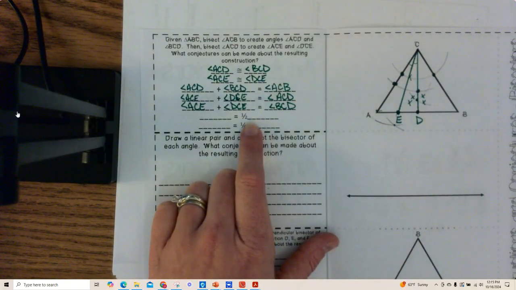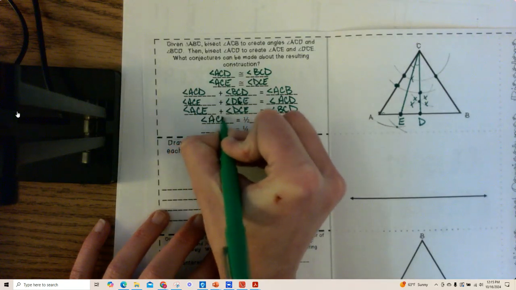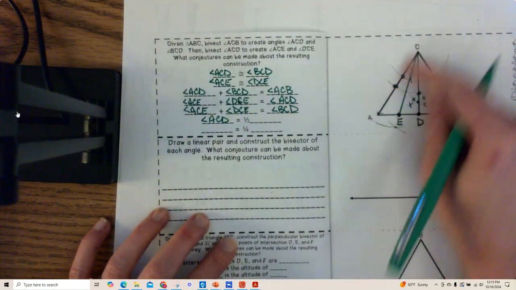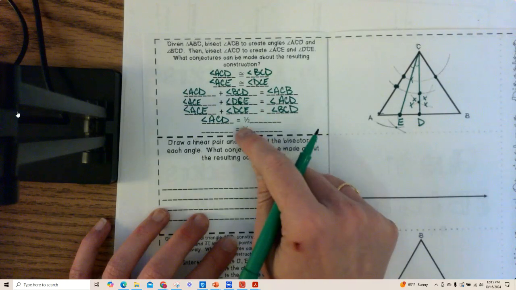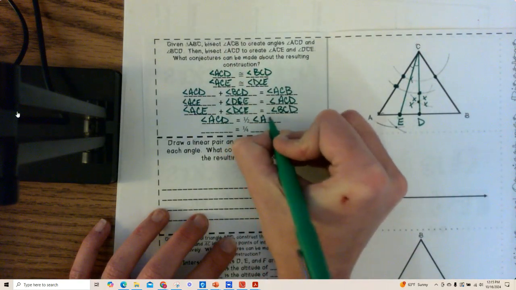And that's what it's trying to make you look and see: just because we don't explicitly say that it's equal to this, it doesn't mean that it's not the same as something else. And then these are the halves that we made. So angle ACD, that first half we made right here, is equal to half of our original angle.